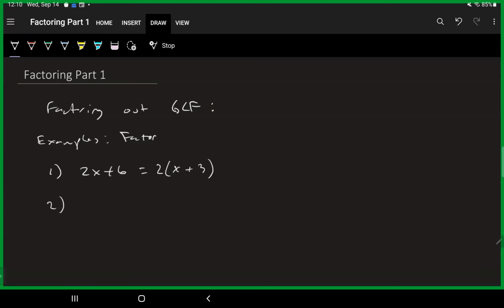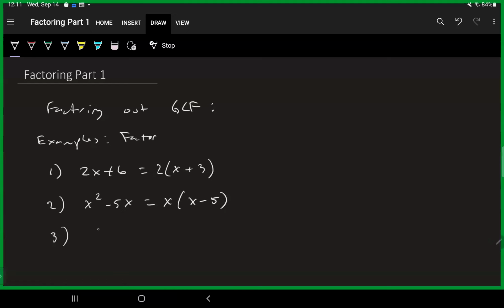Not too much different. x squared minus 5x. If I'm dividing x squared by x, I should get x. And if I divide negative 5x by x, I should get negative 5. So let's factor out an x, and I get x minus 5. In either case, I can double check my work by distributing that monomial by that binomial, and I'm going to get what I started with.